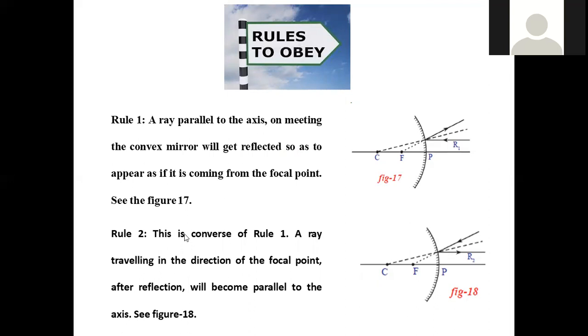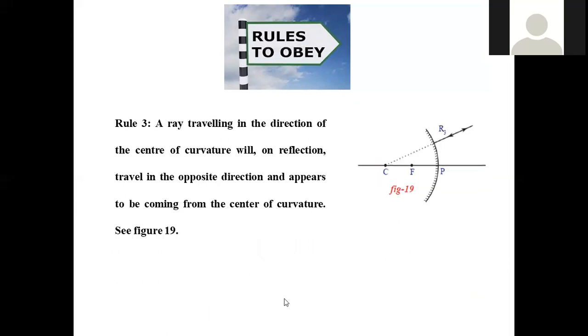Rule 2 denotes what? That is exactly the reverse of rule 1. Here we start the ray denoted as R2, traveling in the direction towards the focal point, and after the reflection, it will be parallel with respect to the principal axis. So that is called rule 2, which is represented in figure number 18.